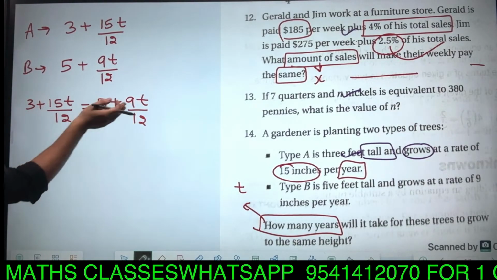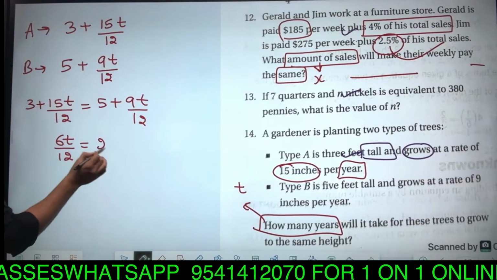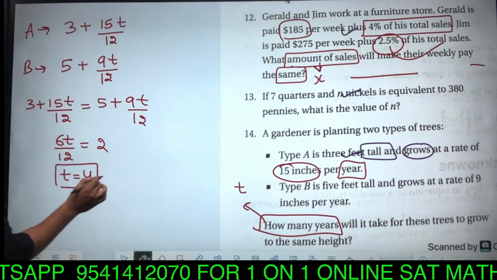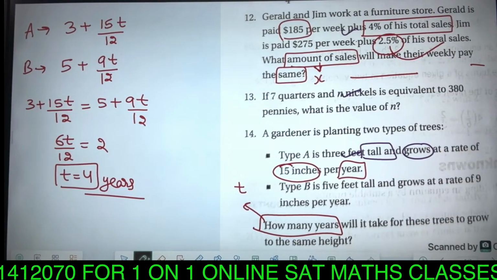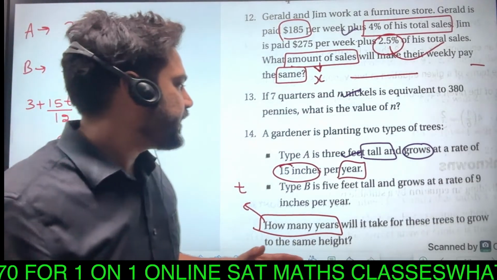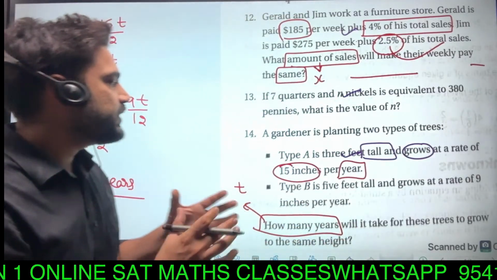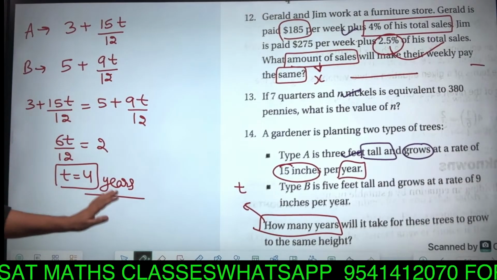Taking t terms to one side, it will be 6t by 12 and it will be equal to 2. So t is 4. So 4 years is our answer. The gardener has to wait just 4 years. After 4 years both of the trees will reach the same height. Okay, so this is the answer of question number 14.